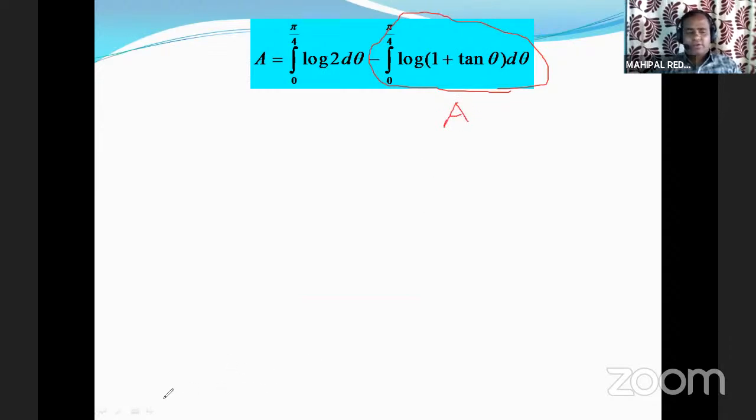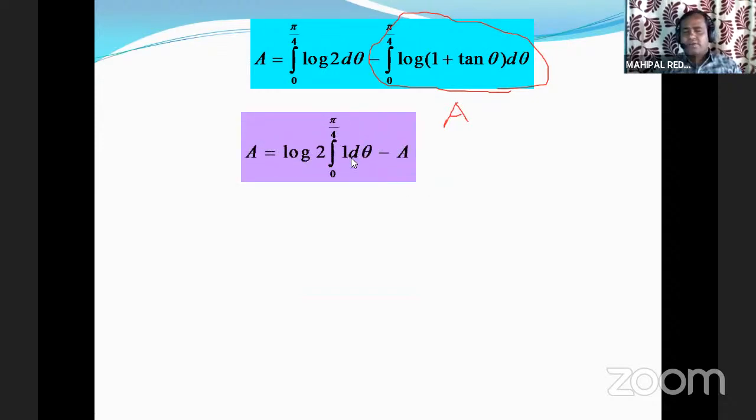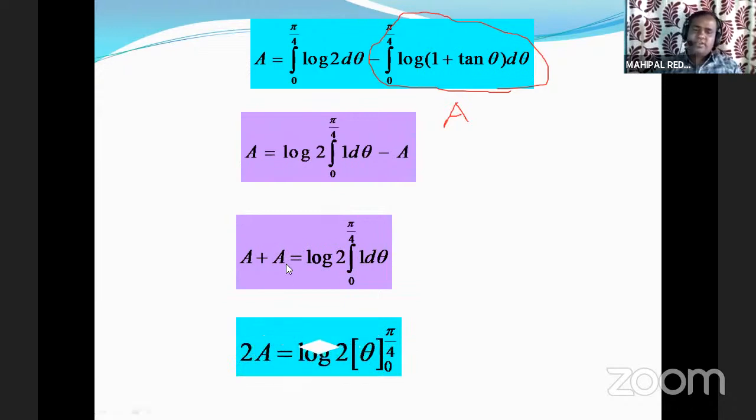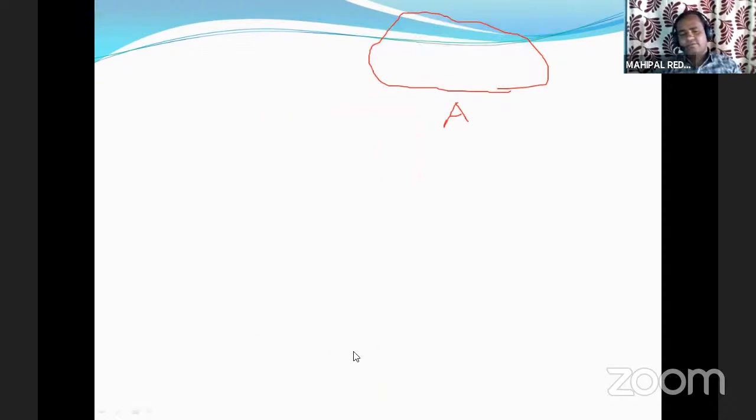So I have to replace that value with A. So A equals log 2 integration 0 to pi by 4 of 1 d theta, and this total value is A. So we carry the minus A to the left side, it becomes plus A, so A plus A, and the right side stays as it is. A plus A equals 2A, log 2 and integration of 1 with respect to theta, the variable is theta, lower limit is 0 and upper limit is pi by 4.